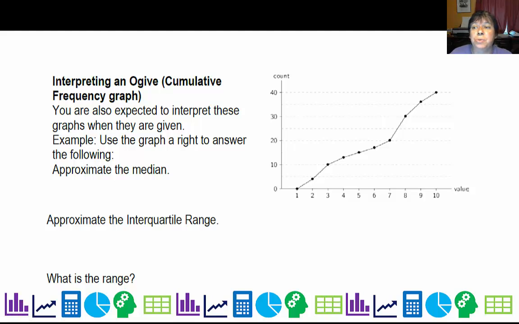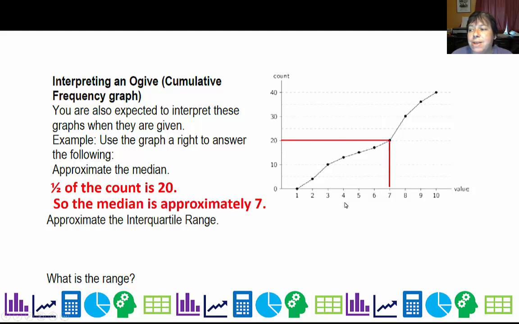Okay, now you can also interpret ogives. That's a cumulative frequency graph. We're not going to be able to answer all the questions I did on your notes because we haven't covered box and whisker plots. But we can do median because I know you learned median in middle school. Median is the halfway point. So at halfway up the count from 0 to 40, halfway up is 20. So I can go, okay, my median's going to be here, and it looks like that's about 7.